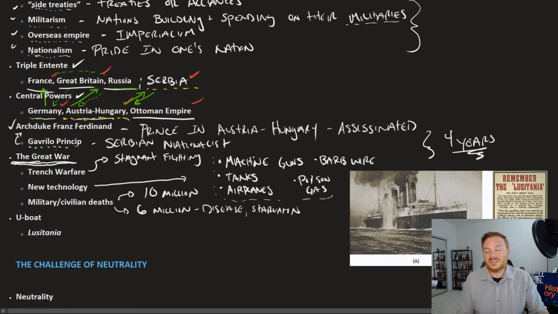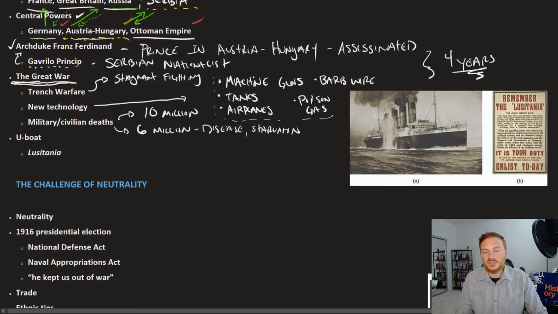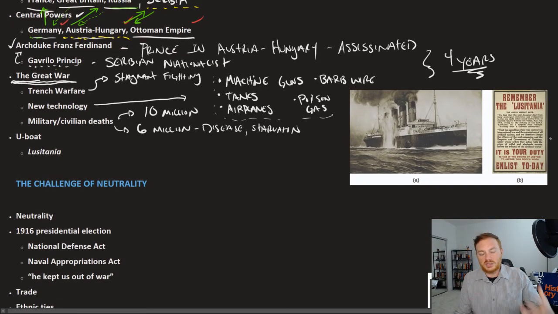Now, the United States, again, is staying out of this for the most part. It really doesn't want any part of this conflict. However, it's difficult for the U.S. to remain neutral. Another new technology, and here's where we begin to see how the U.S. becomes involved, is the U-boat or submarine.